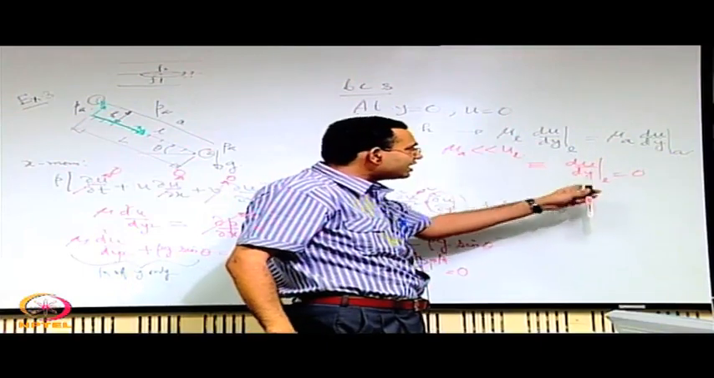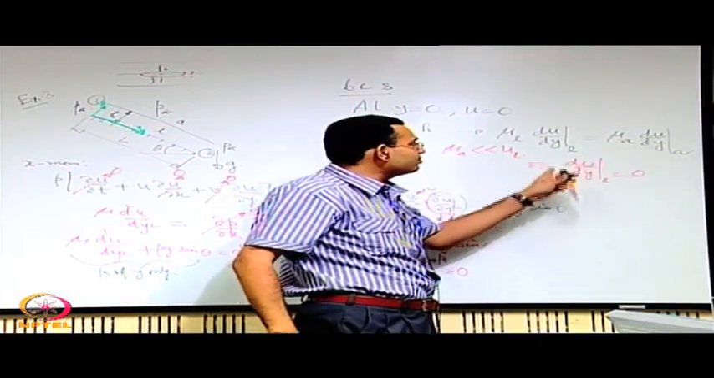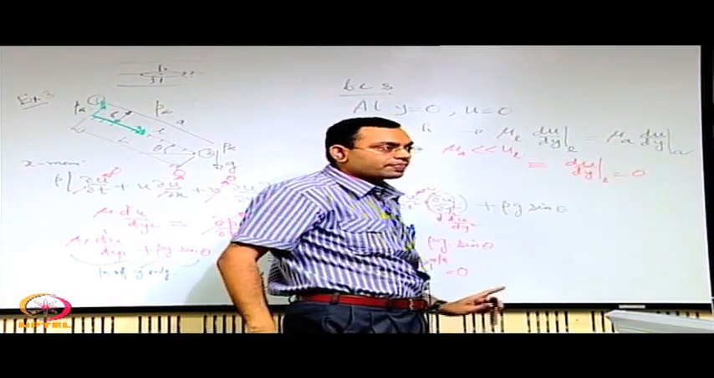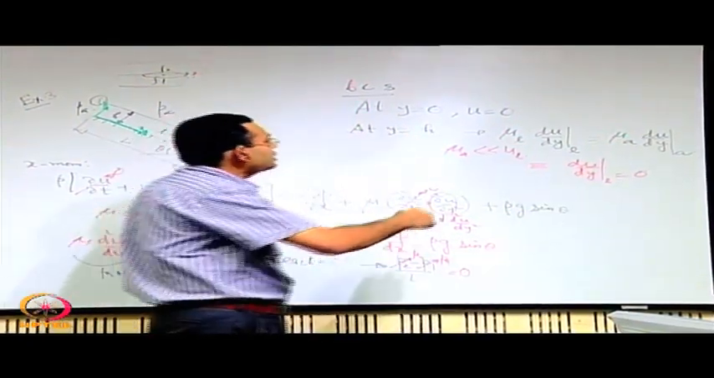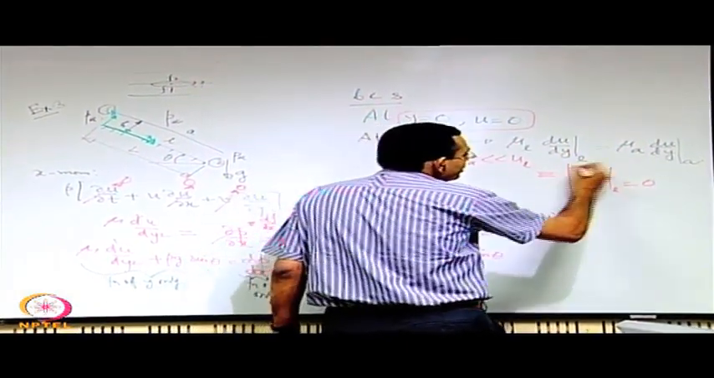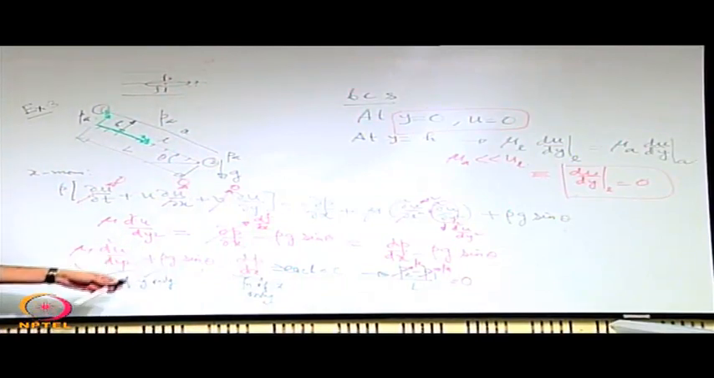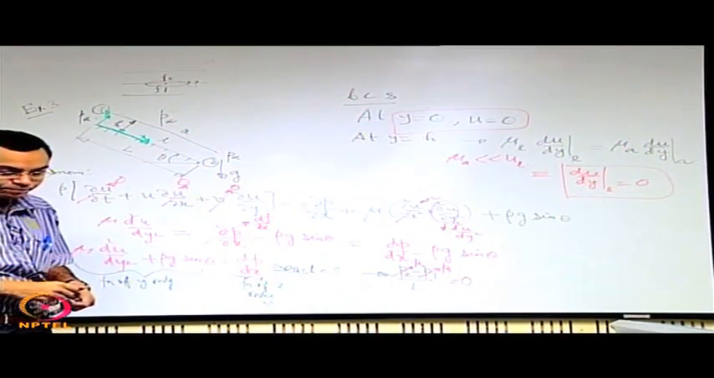So in that case this right hand side is so small that we can say it is as good as 0. So now the two boundary conditions are at y equal to 0, u equal to 0, and at y equal to h, du dy equal to 0, and based on these boundary conditions you can integrate this to get the velocity profile. That I am not going to do, a very simple exercise.